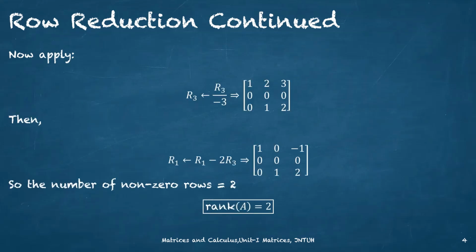Let's continue with the row operations to simplify the matrix further. First, we divide row 3 by minus 3. This gives us a new row 3, 0, 1, 2. Now the matrix looks like this. Row 1 is 1, 2, 3, row 2 is 0, 0, 0, and row 3 is 0, 1, 2. Next, we update row 1 by subtracting 2 times row 3 from it. That changes row 1 to 1, 0, minus 1. The updated matrix now looks like this. Row 1 is 1, 0, minus 1. Row 2 is 0, 0, 0, and row 3 is 0, 1, 2. Now we check how many rows are non-zero. In this case, 2 rows have non-zero entries, so the rank of matrix A is equal to 2.